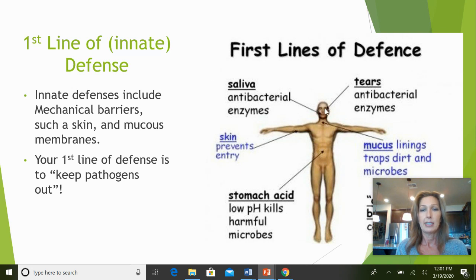Now, in your tears and also in your saliva, there are some antibacterial enzymes. In the mucus lining, there are also some enzymes that help kill off some of the pathogens that are coming in. Your sweat is actually a form of a first line of defense as well. There's some acidity in your sweat that helps kill some pathogens. Also, your hair oils have some antimicrobial proteins in them that come from your sebaceous glands. But these are all ways of trying to make sure things don't get in. That's the first rule of thumb: don't let the bad guys in. And that's your first line of innate defenses.